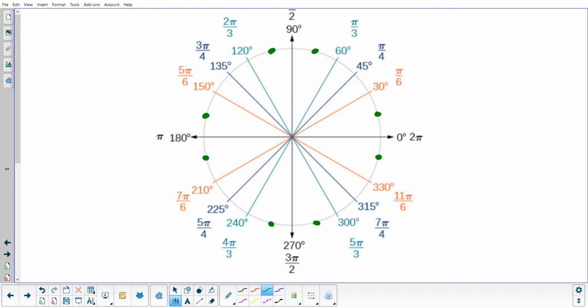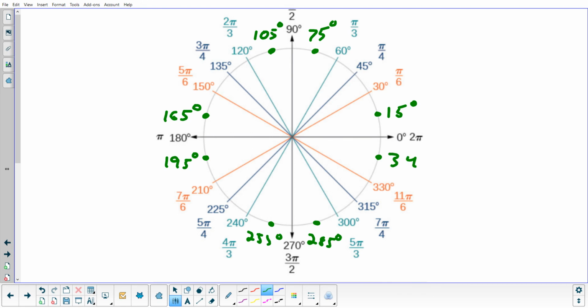What do you think this first green dot is? What angle? Yeah, 15. These other ones are multiples of 15 that we didn't get to. So you've got a 15, a 75, 105, 165. If I make a mistake, just let me know. 195, this is 255, 285, and 345. So all those ones in green are ones that, with what we're learning today, we're going to be able to do.